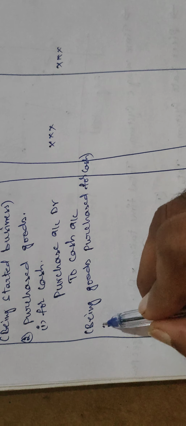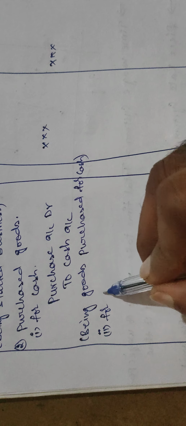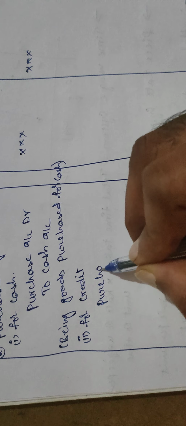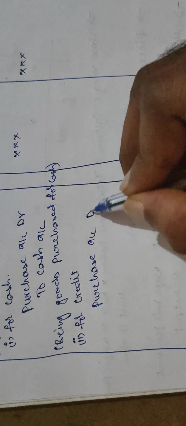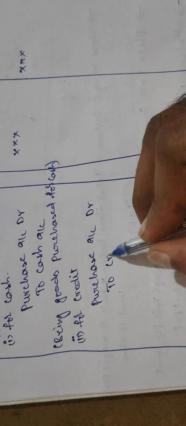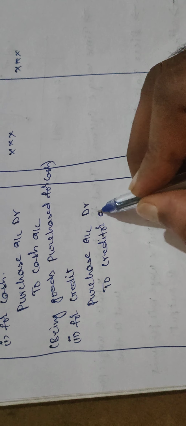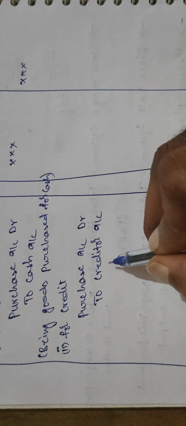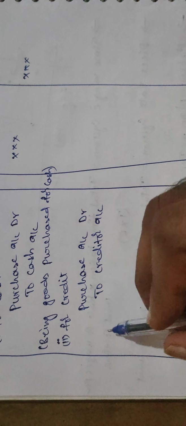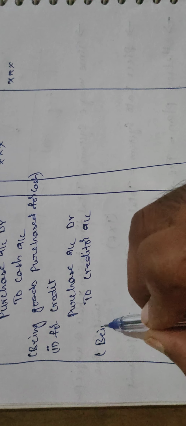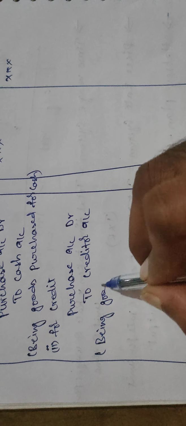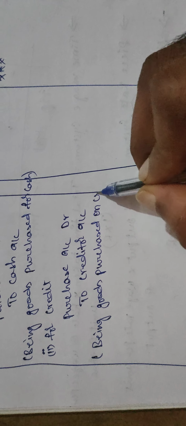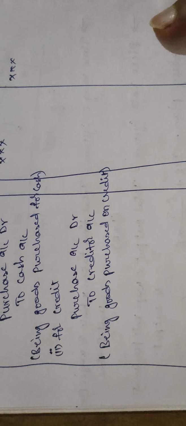If you are purchasing on credit instead of cash, then the entry is purchase account debit to the respective creditor account, meaning the name of the person from whom we have purchased the goods. Again the narration is: being goods purchased on credit from so and so person.